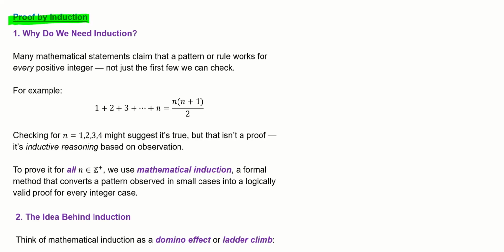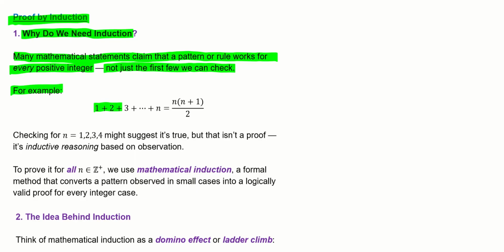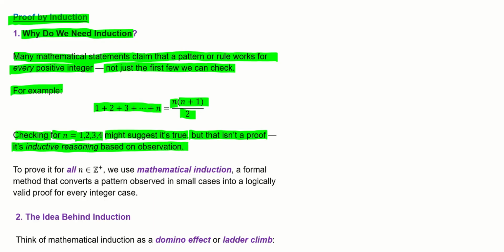Proof by induction. Why do we need induction? Many mathematical statements claim that a pattern or rule works for every positive integer, not just the first few that we can check. For example, the sum of the first n integers is n(n+1)/2. Checking for n equals 1, 2, 3, 4, and so on might suggest that it's true, but that isn't a proof. It's inductive reasoning based on observation.